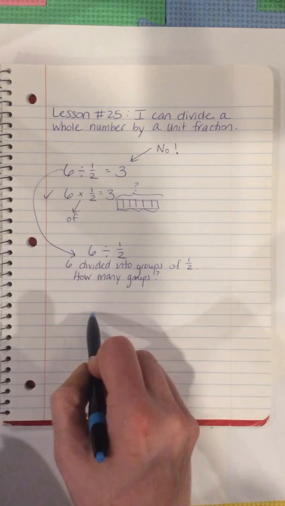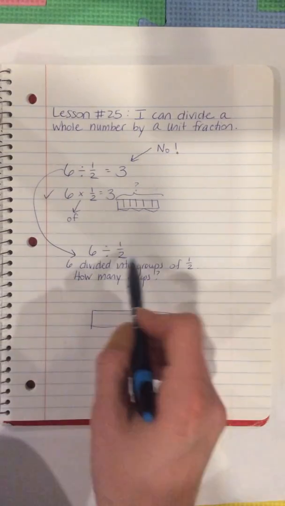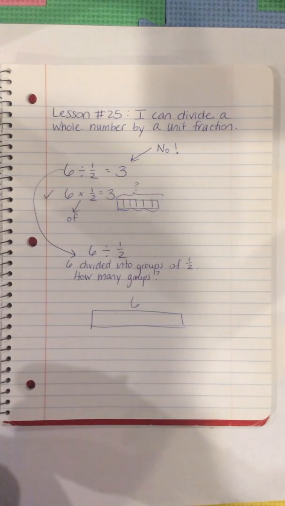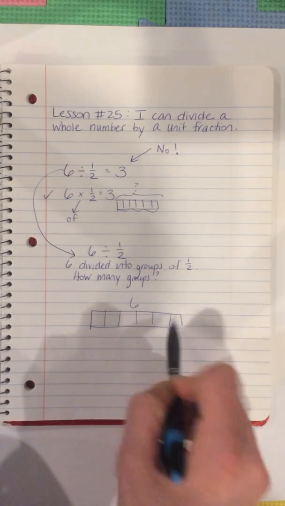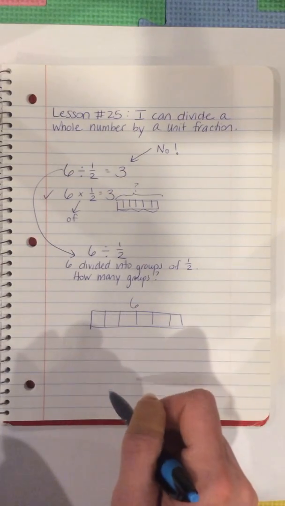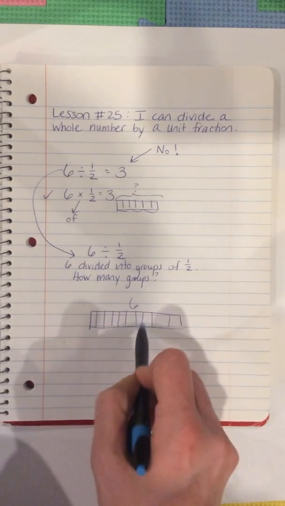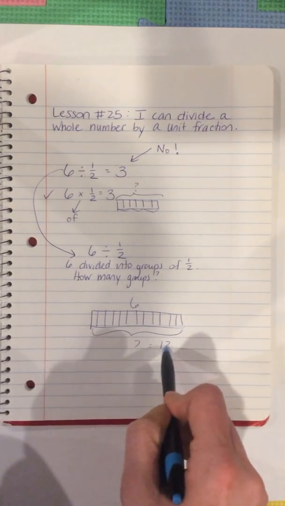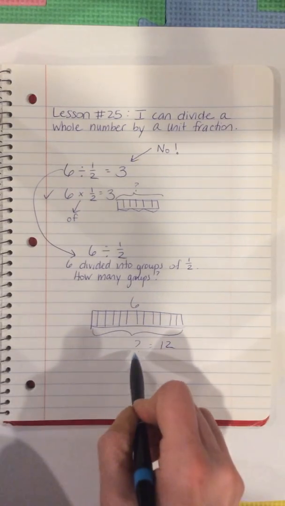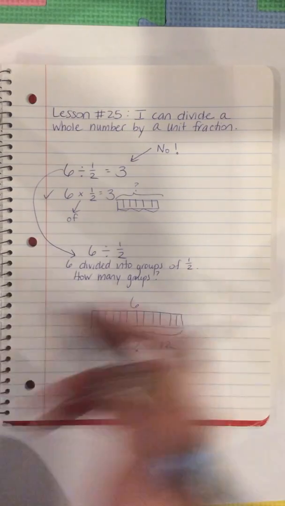So you're basically saying, I have 6 wholes. How many halves can I get out of 6 wholes? Alright, so let's draw our 6. Here's our 6 wholes. How many halves can I get? So I'm going to make halves, and I would count them all up. And the answer is 12. We could get 12 halves out of 6 wholes.